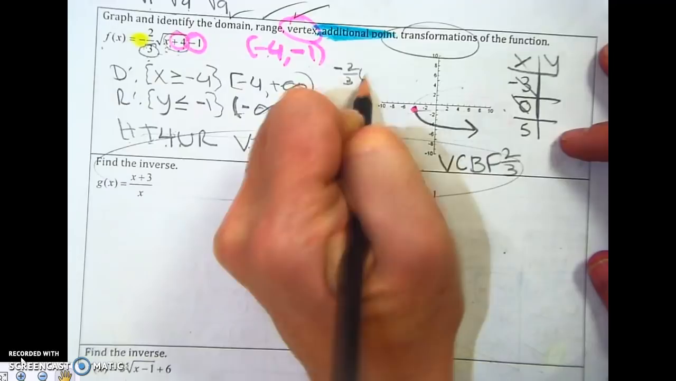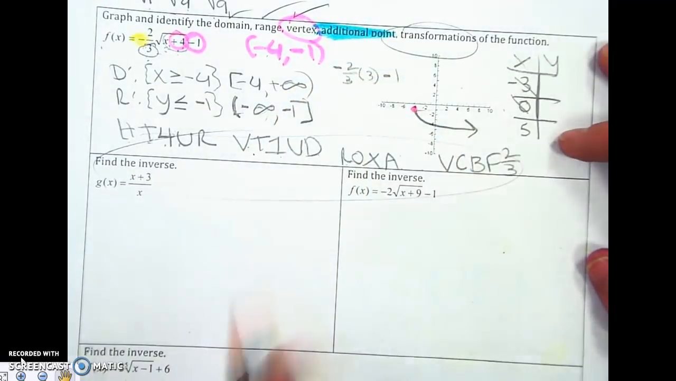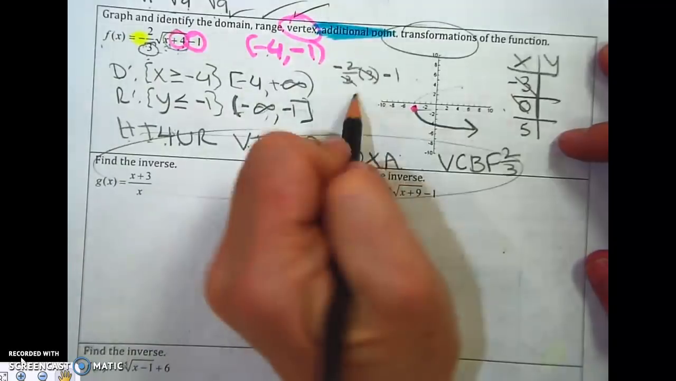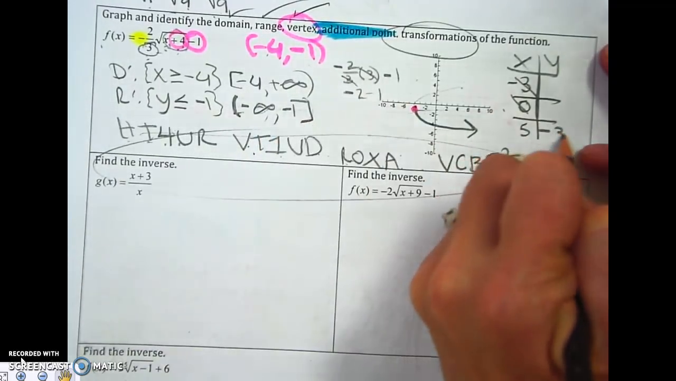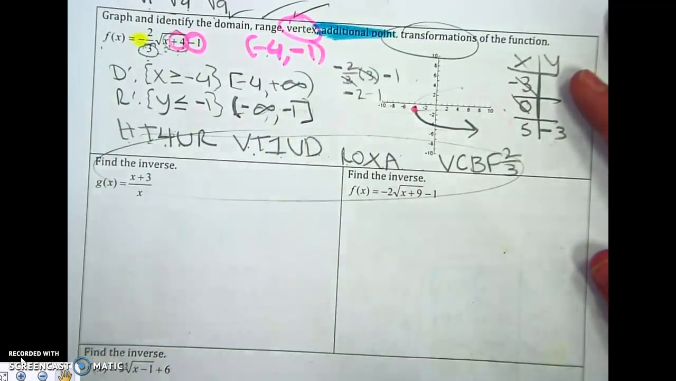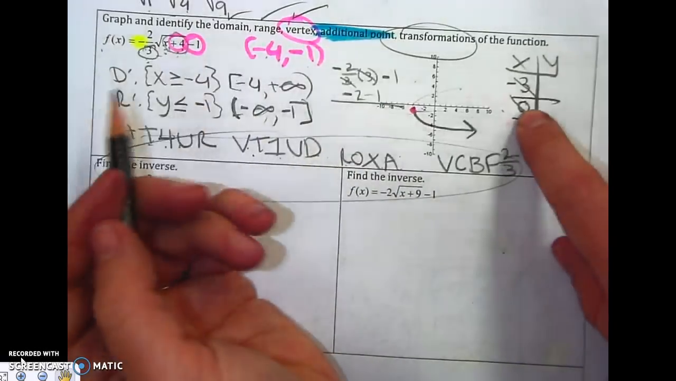So I'm going to go -2/3 times 3 minus 1. 3 on top, 3 on bottom, bye-bye. -2 minus 1 is -3. I love whole numbers.